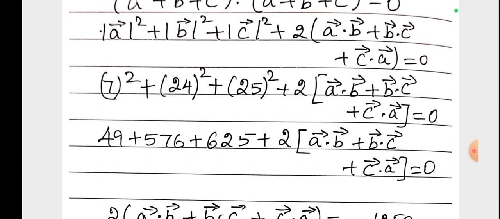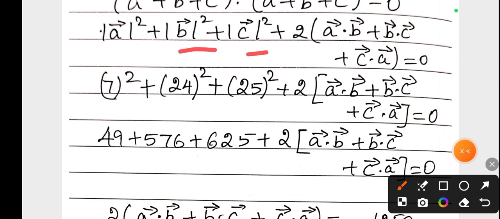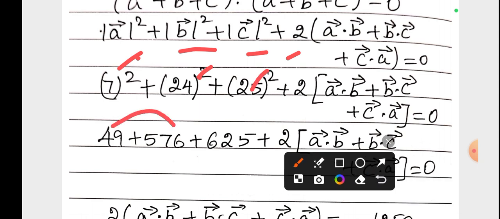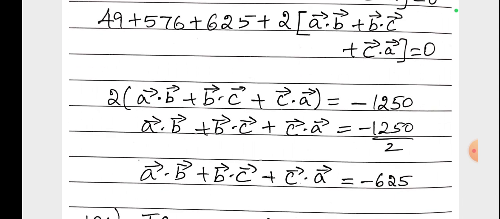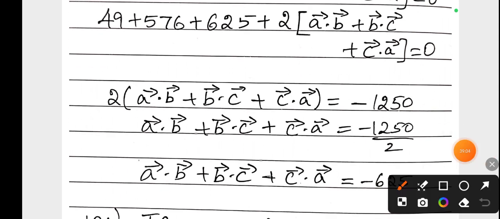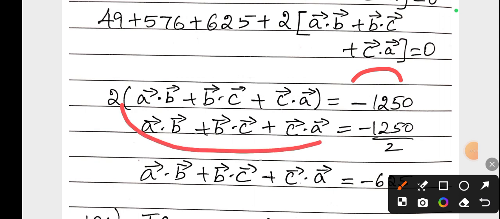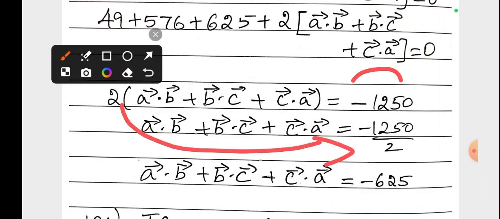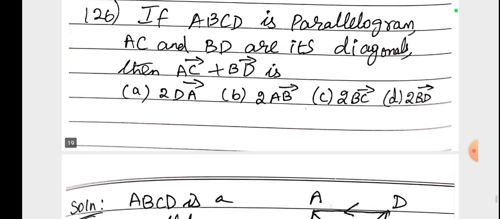Use the formula: magnitude of A square plus magnitude of B square plus magnitude of C square plus 2 into A dot B plus B dot C plus C dot A. That will help. The magnitude of A value is 7, 7 square, then 24 square, 25 square. So if you are adding, here one 625, another one 625. 625 plus 625 we added, 1250, plus 1250 goes with the sign of minus 1250. Multiplication 2 goes with the sign of division. And at last we got the answer minus 625.